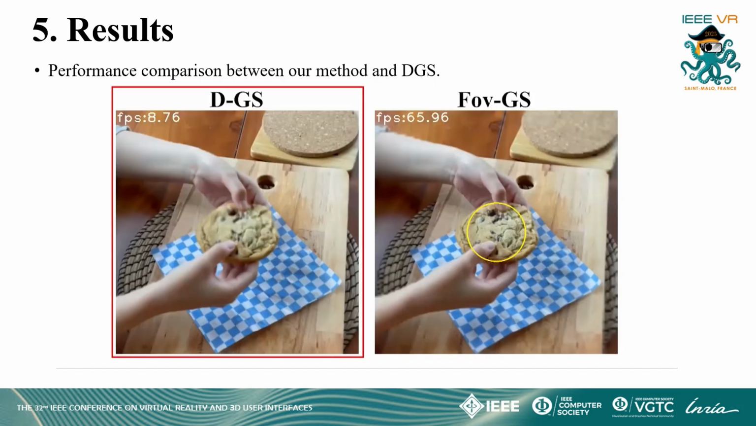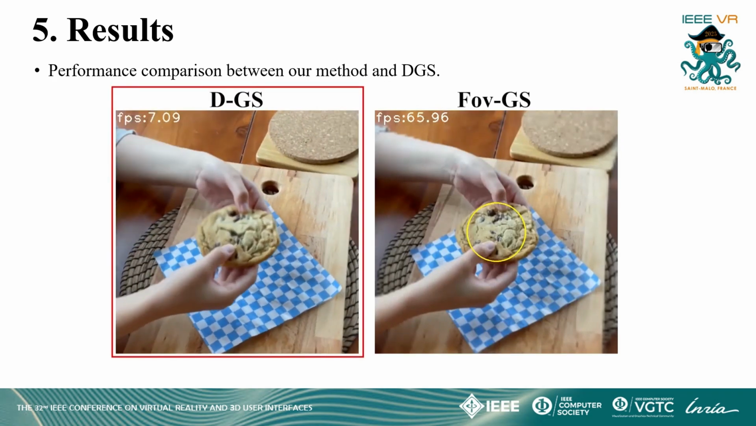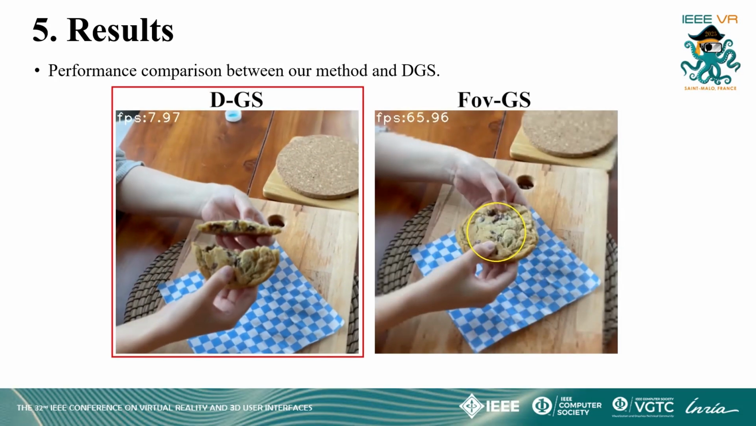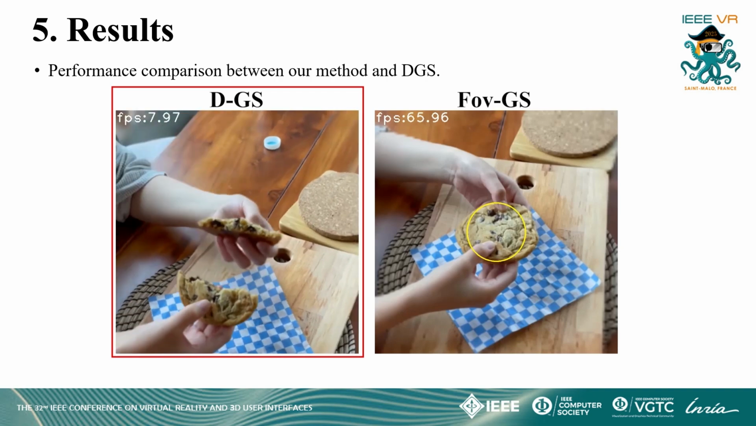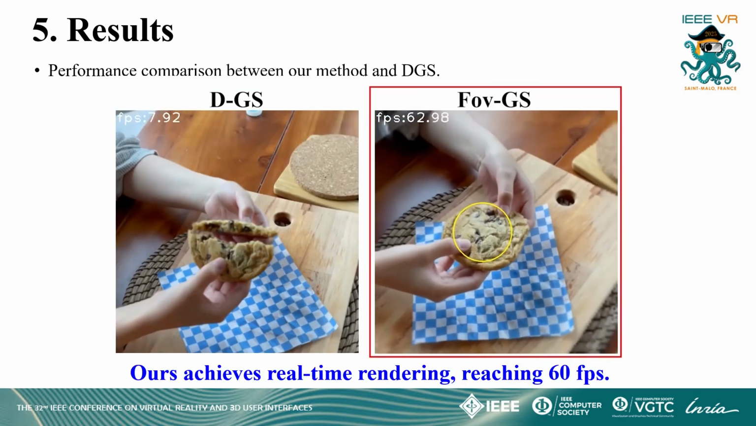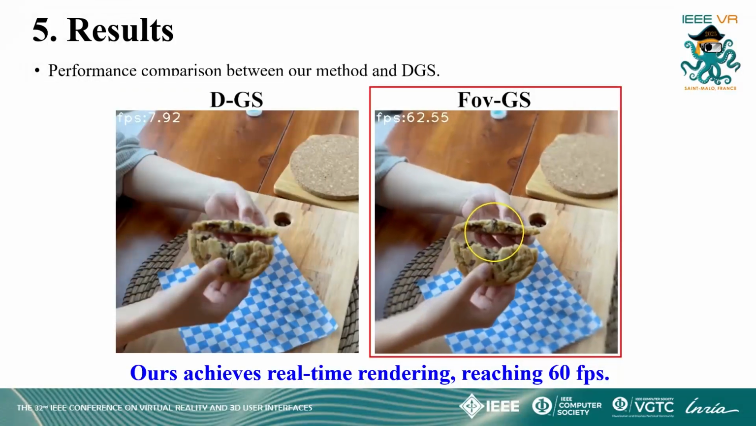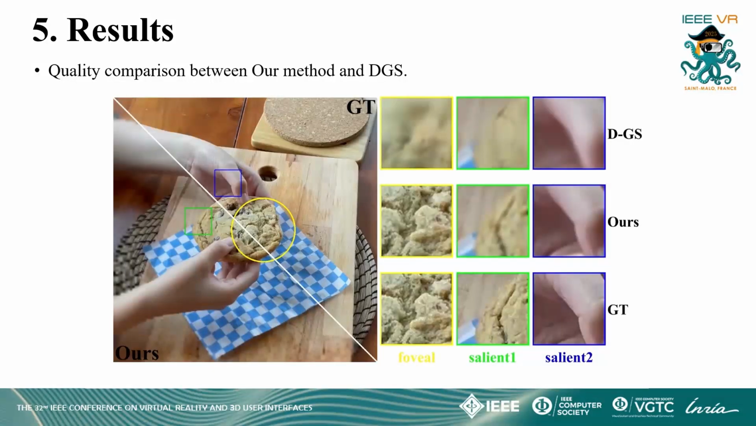We first compare the performance of our method and DGS. DGS extends static 3D Gaussian splatting to dynamic scenes, but the rendering performance is inefficient, with frame rates dropping below 10 frames per second in complex scenes with millions of Gaussians. Compared with it, our method achieves real-time rendering with the rendering speed improved by 7 times, reaching 60 frames per second. We visualize the rendering results of our method and the DGS method.